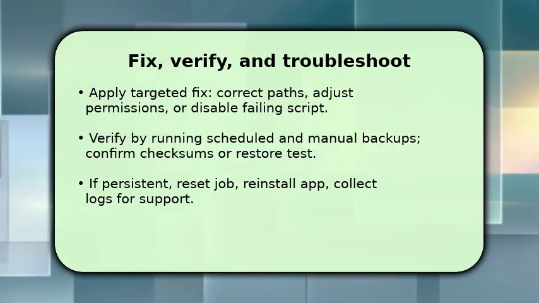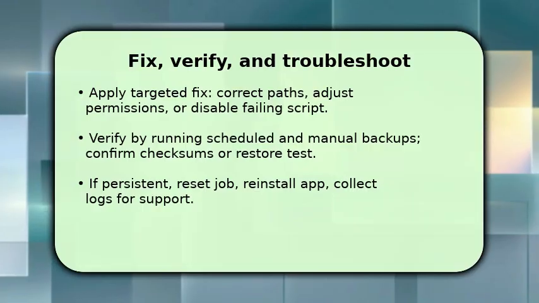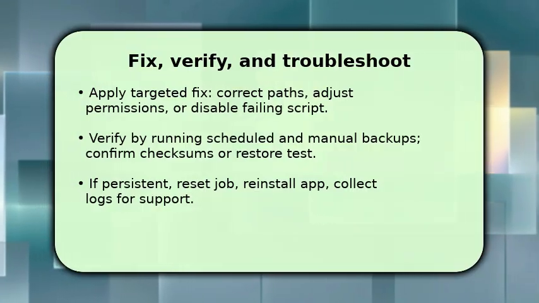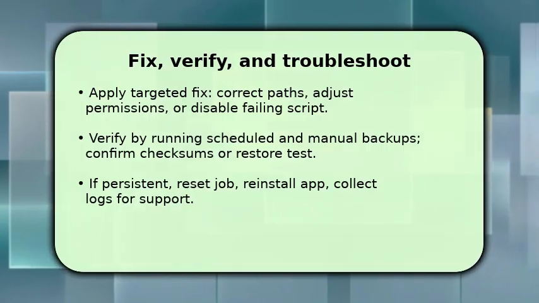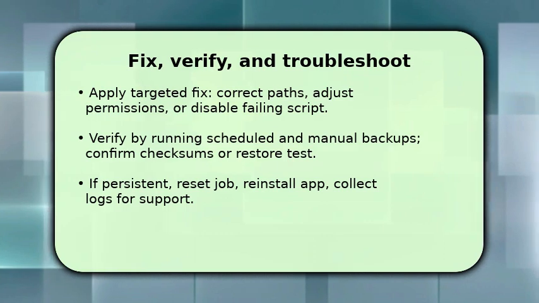If issues persist, recreate the job or reinstall Ultimate Backup, then collect detailed logs and system snapshots. Quick troubleshooting tip: rerun the failing job with verbose logging. Enable.